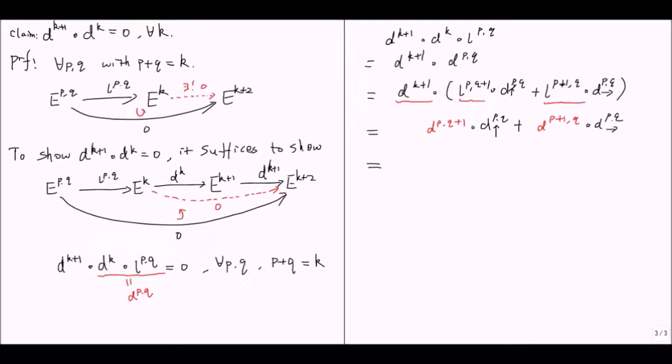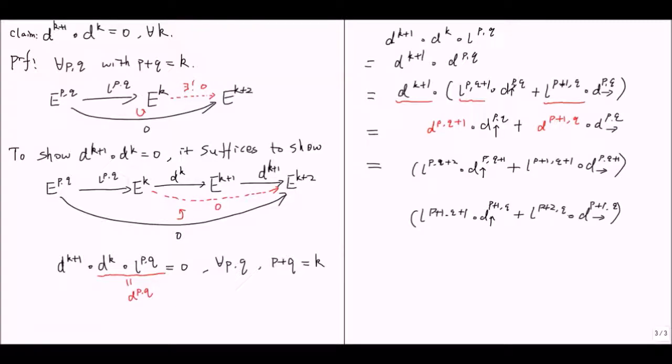Note that d_{p,q+1} and d_{p+1,q} have their own definitions, namely these two sums. So the previous equation is equal to the first sum composed with d_up_{pq} plus the second sum composed with d_right_{pq}. Now we can reorganize the last equation.